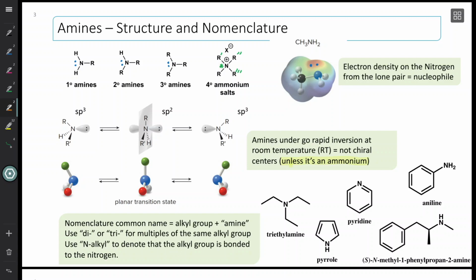Why does it have this name, right? So N-methyl is this methyl group, and then the propane comes from here. 1, 2, 3, right? So 1 to the phenyl and 2 to the amine. So that's where this comes from. But the alkyl group is still 3, so that's why it's prop. Okay, that's just a quick nomenclature review.